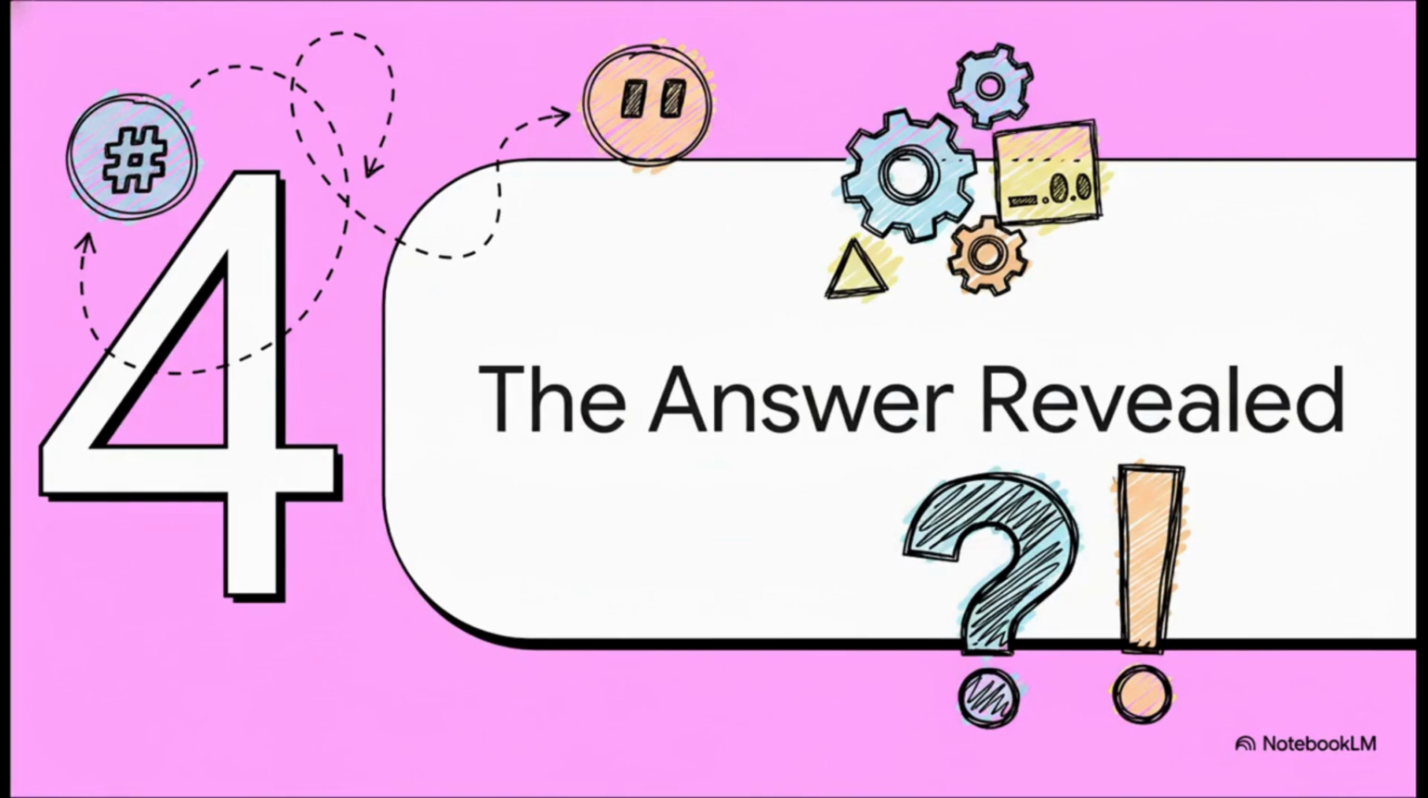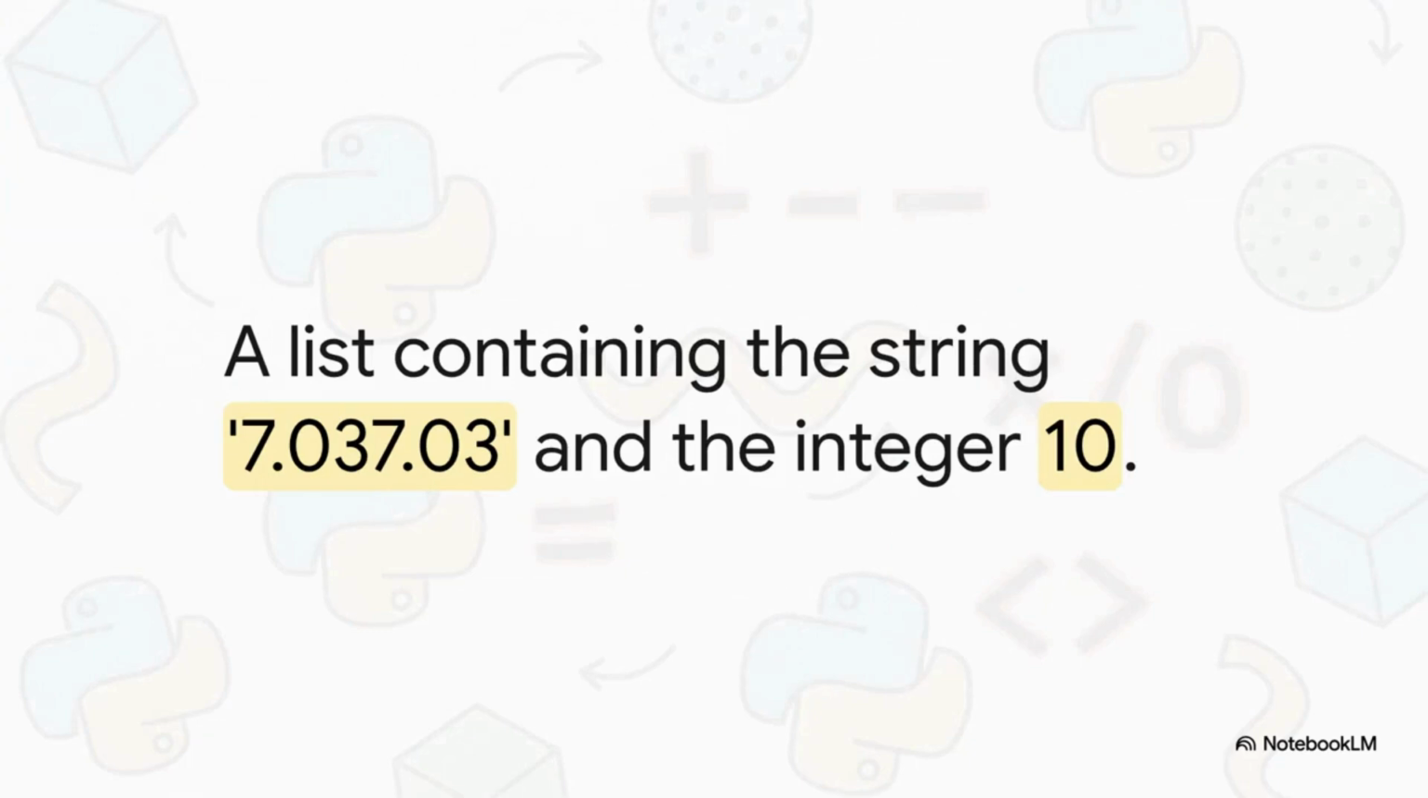After all those twists and turns, we have officially traced our variable from the very beginning to the very end. We watched it change its type 3 separate times. So, what is the final answer to our puzzle? And there it is. The final value of x is a list. And inside that list, we have the string 7.03, and the integer 10. That is a long, strange journey from that simple little number 5 where we started.